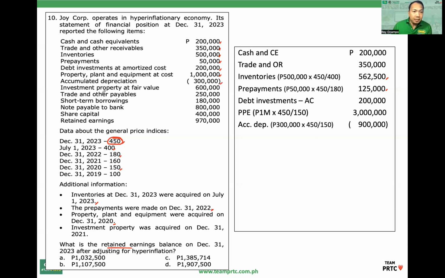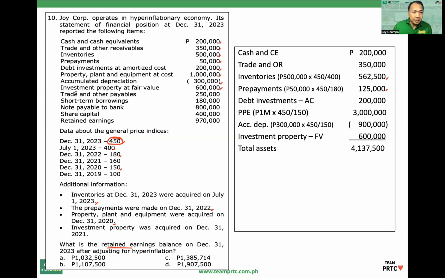Okay. Next, investment at fair value, non-monetary, but already at fair value. So, not restated. This is an example of a non-monetary item that is not restated since it is already carried at fair value. So, total assets as restated. Minus the liabilities. The rest is equity.